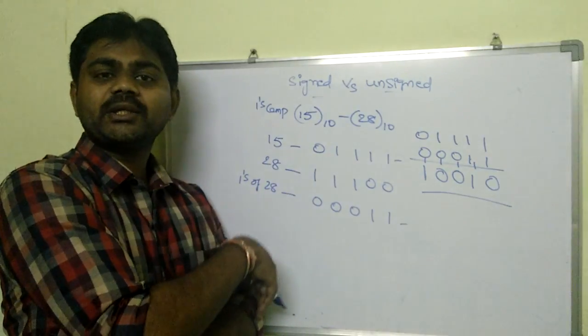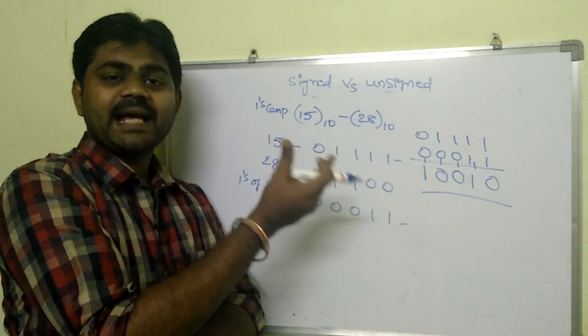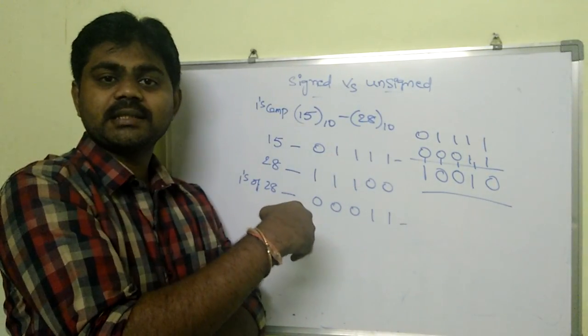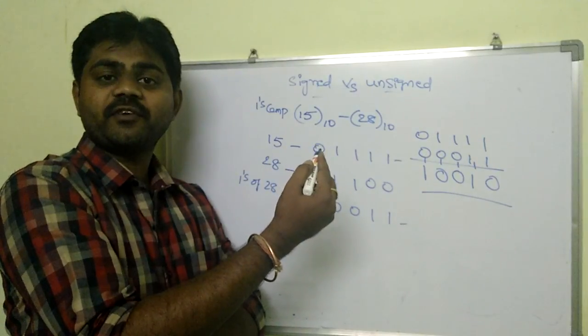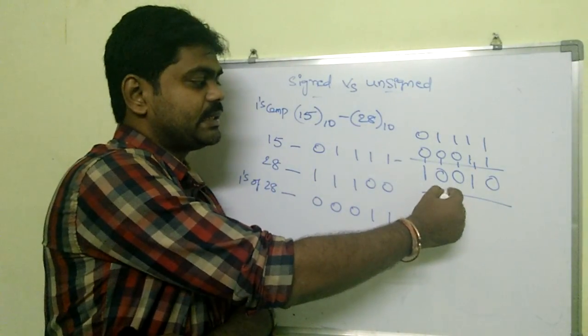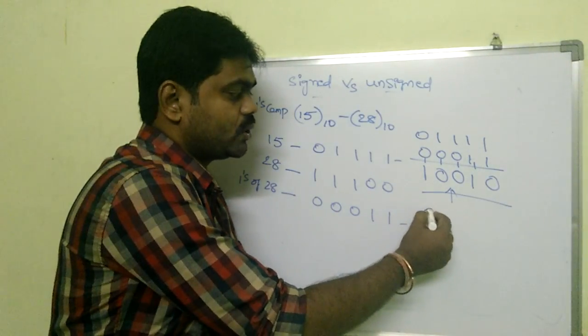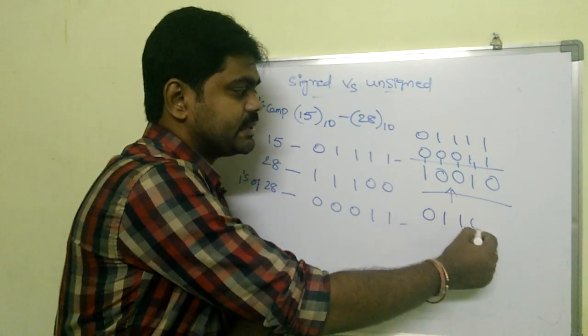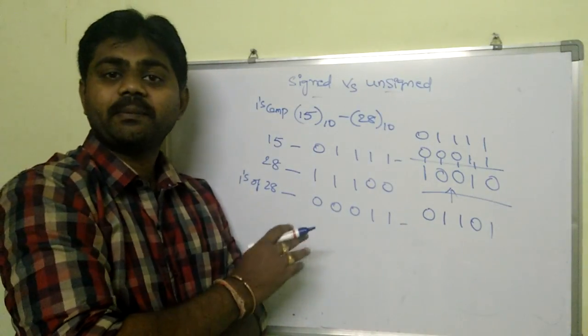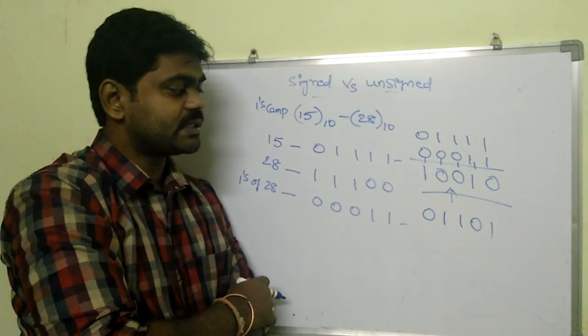So we got a negative number, so the carry is not generated. What we should do is apply one's complement to the result. So this is our result. Apply one's complement to this. What do we get? After applying one's complement, we get 0, 1, 1, 0, 1.